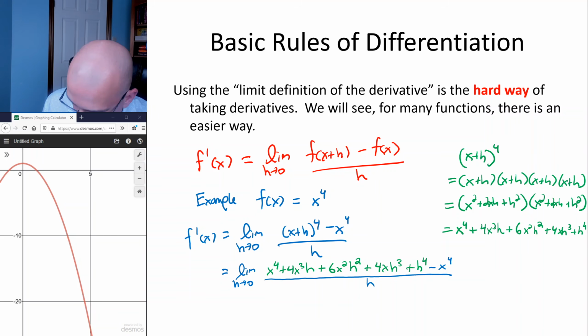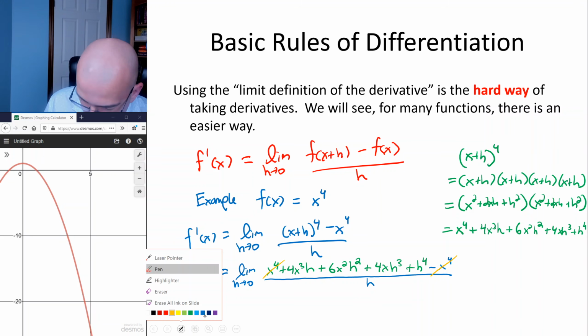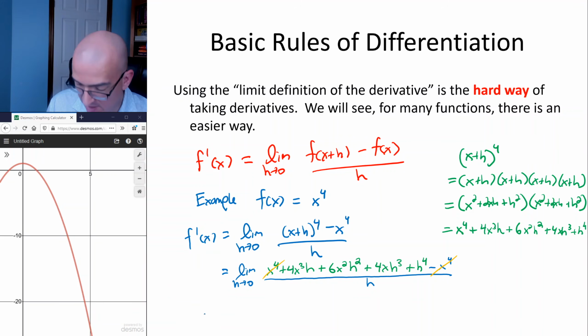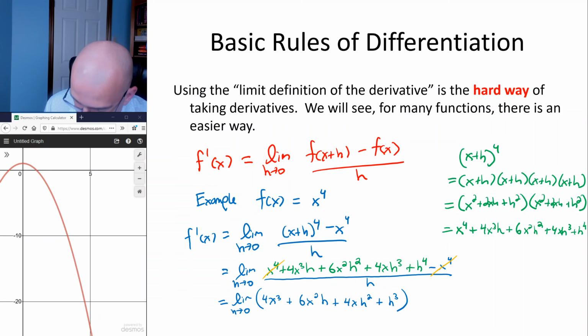Okay, then we get some cancellations. We get the x to the 4, the minus x to the 4 canceling. We can common factor an h from the top and cancel the h on the bottom. We end up with limit h approaches 0 of 4x cubed plus 6x squared h plus 4xh squared plus h cubed, after factoring an h from the top and canceling the h top and bottom. Now replace h with 0. We get 4x cubed plus 0 plus 0 plus 0. We get 4x to the power of 3. That wasn't very nice.